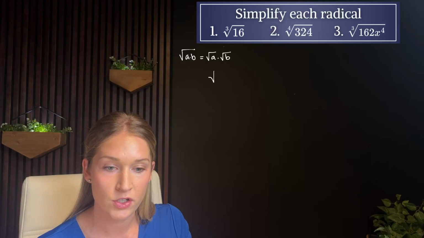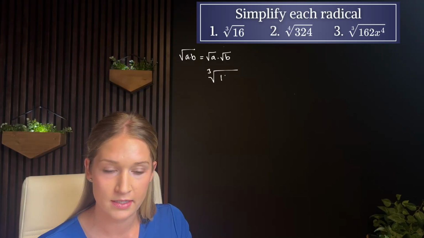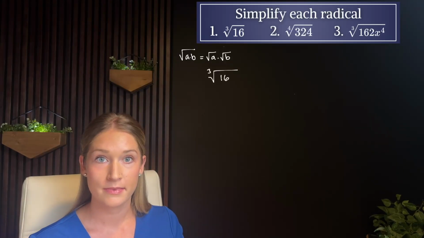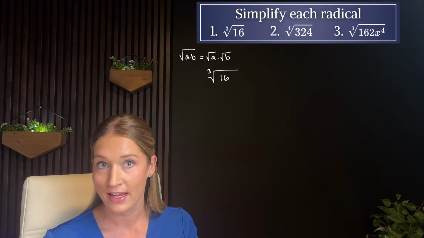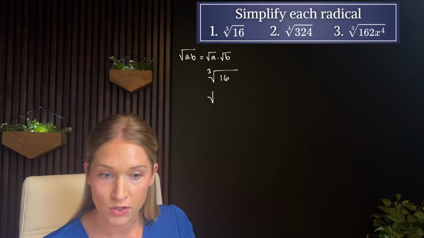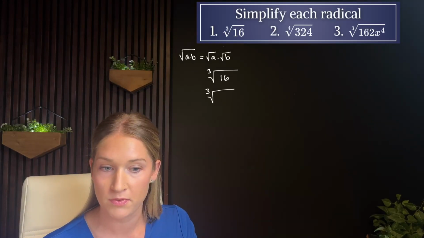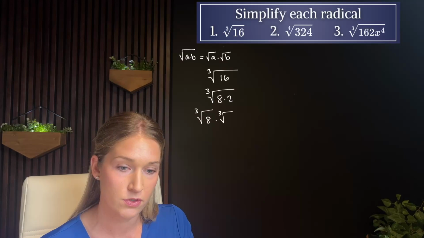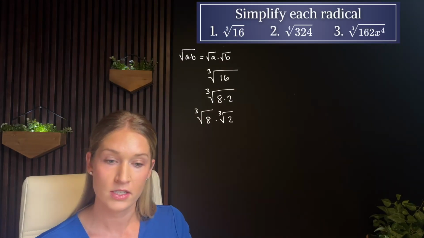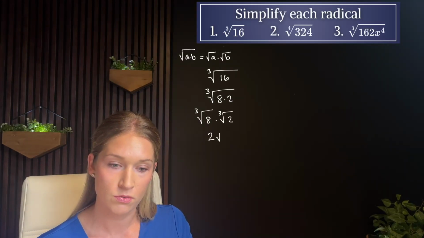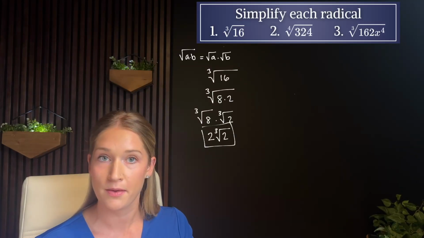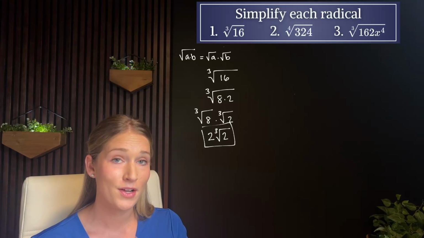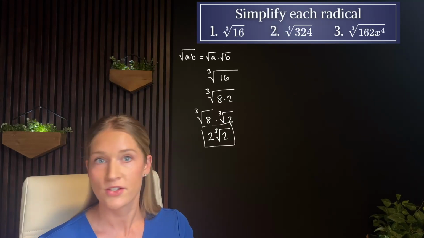So I have the cube root of 16, and I happen to know that 16 divides by 8, and 8 is a perfect cube. So the cube root of 16 could be written as the cube root of 8 times 2, which is the cube root of 8 times the cube root of 2, and the cube root of 8 is 2. So this becomes 2 times the cube root of 2, and that would be as far as you can go with that one. But if you're not comfortable with cube roots, then you're going to need another method.